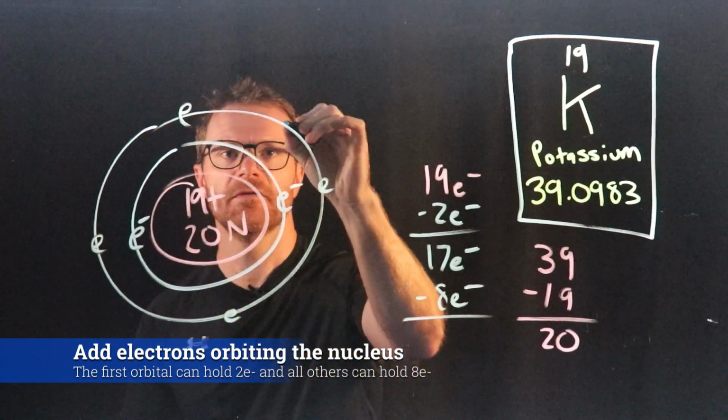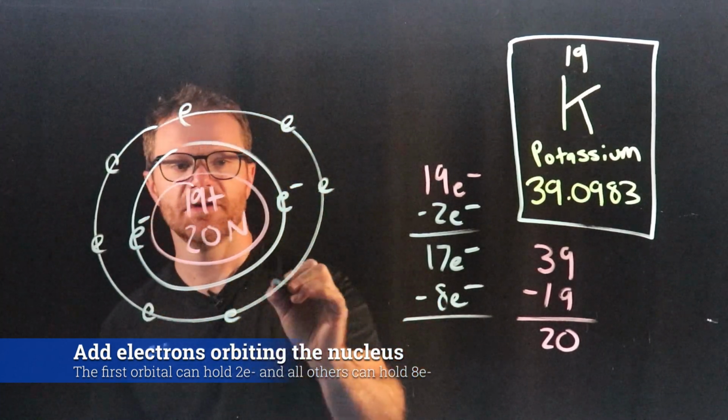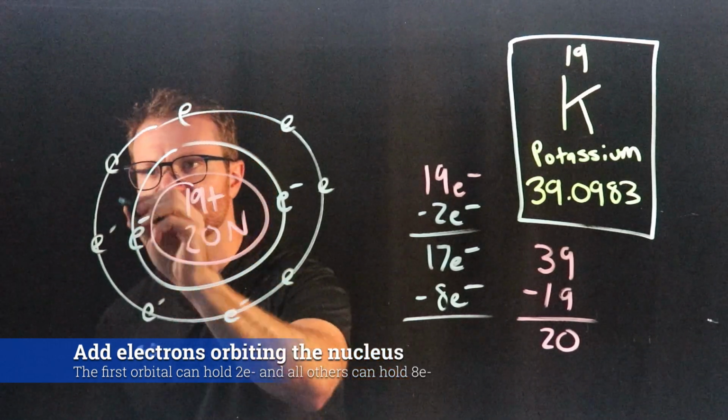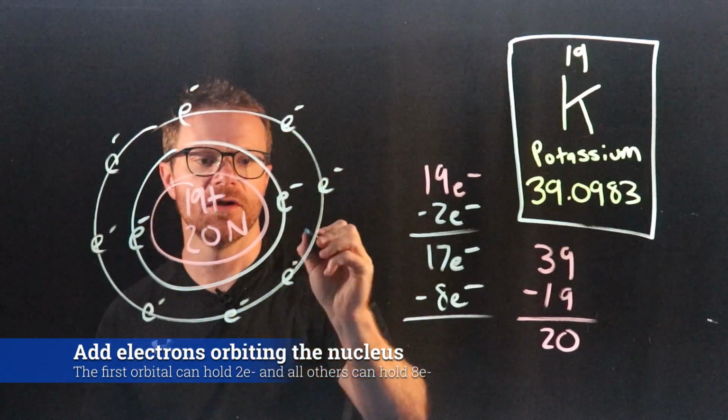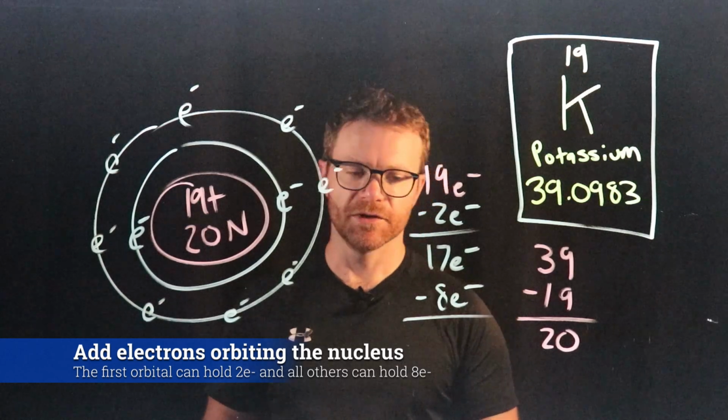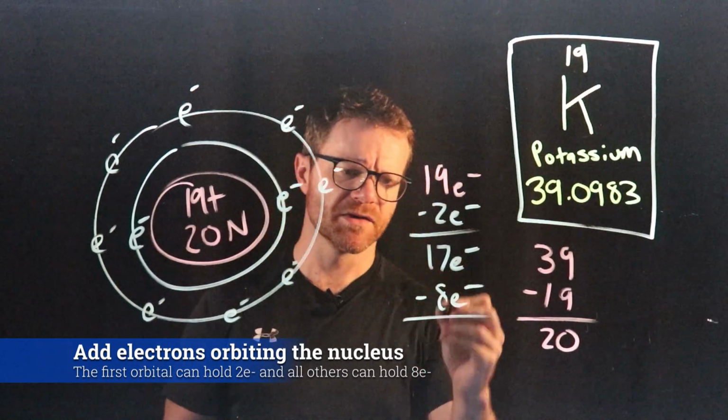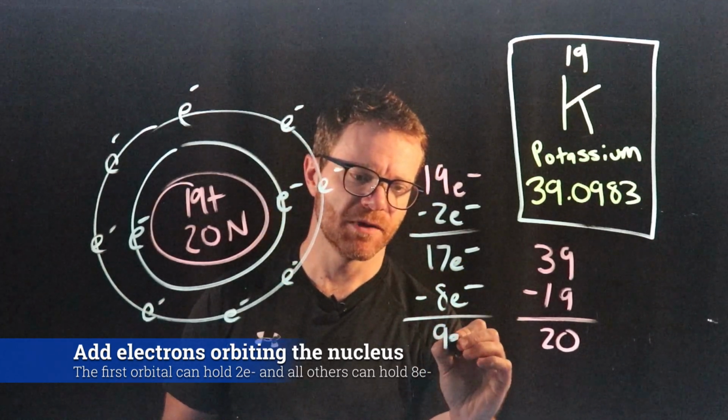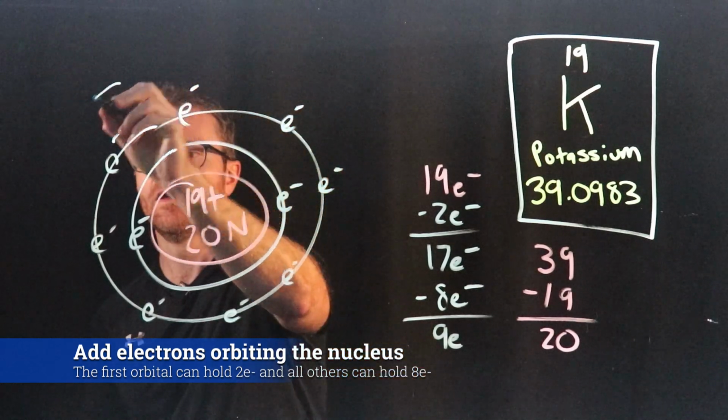1, 2, 3, 4, 5, 6, 7, 8. And again, space them out evenly because they're all repelling each other, because they're all negatively charged. Okay, so 17 minus 8 leaves us with 9 electrons.